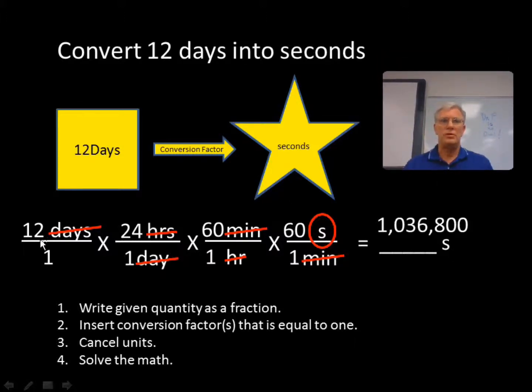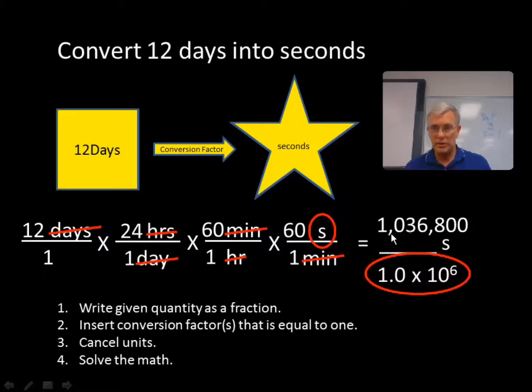Problem is, my original number only has 2 significant figures. This number has, if we start from the Atlantic side, because there's no decimal point, it has 1, 2, 3, 4, 5 significant figures. So we need to change that into 2 significant figures. The best way to do this is to use scientific notation. Scientific notation is to use a number between 1 and 10 times the power of 10. So to convert this into 2 significant figures, we're going to round this to 1.0 times 10 to the 6th.